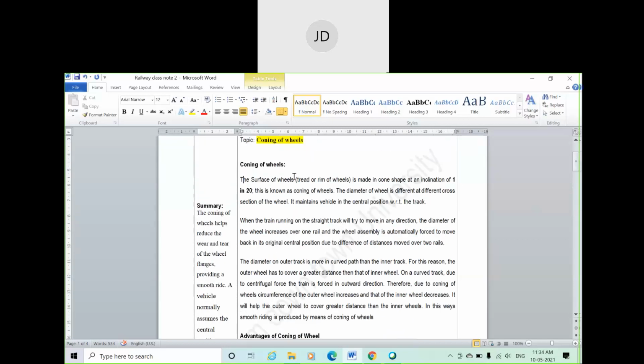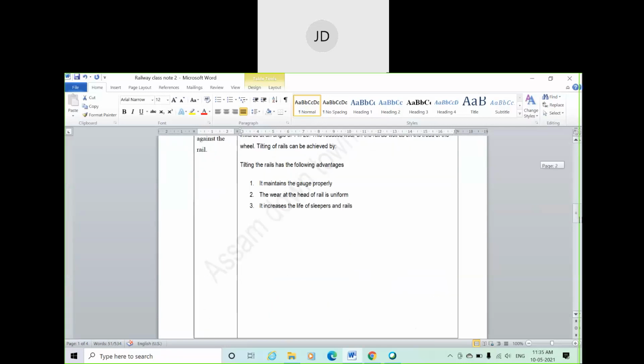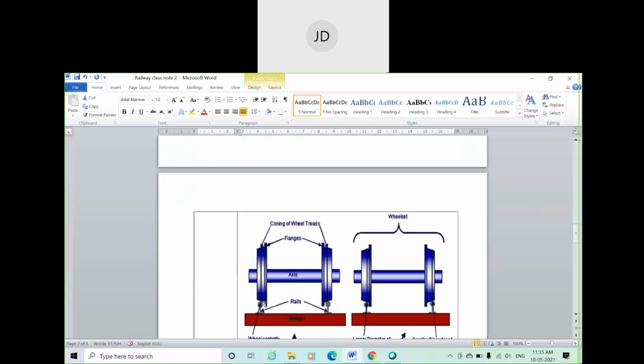So the surface of the wheel is made in cone shape at an inclination of 1 in 20. This is known as coning of the wheel. And the diameter of the wheel is different at different cross sections of the wheel, and it maintains the vehicle in central position with respect to the track. Central position means it maintains the CG, center of gravity, of the wheel at the rail part. Suppose this is the center part. Okay, the middle part is called the center part. Okay, fine. The center of gravity will lie here only.